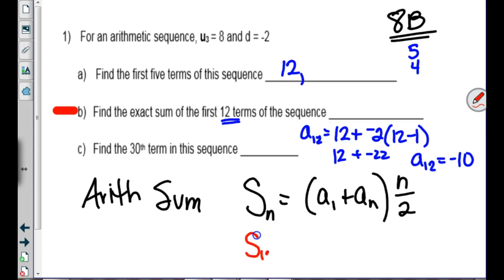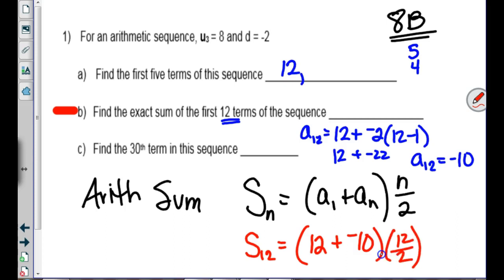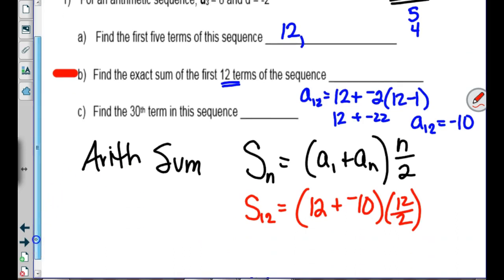The sum of 12 terms is the first term, which was 12, plus the 12th term, which was -10, all times 12 divided by 2, because it's the number of terms. That question is making me nervous that you're not going to get it because we've got a lot of 12s in there. This comes out to 2 times 6, which is 12. Lovely.